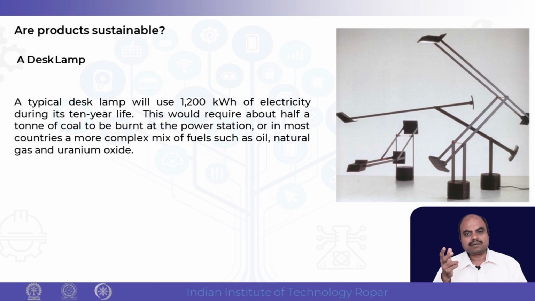But a table lamp is not like that. A typical table lamp uses 1000 kilowatt hours of energy during its 10 year life, which would require about half a ton of coal to be burnt at the power station. In most countries it is a more complex mix of fuels such as oil, natural gas and uranium ore. So many resources are slowly getting used up by these products.